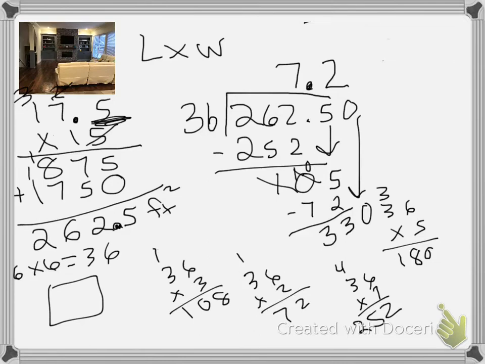Now, I know that 36 times 10 is 360. So I'm thinking it's going to be 9 because that's pretty close. So now I'll try 36 times 9. 9 times 6 is 54. And 9 times 3 is 27. Plus 5 is going to give us, let's see, 324. All right, so it is going to be 9 times.